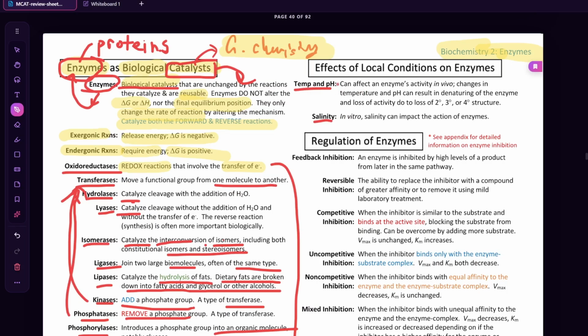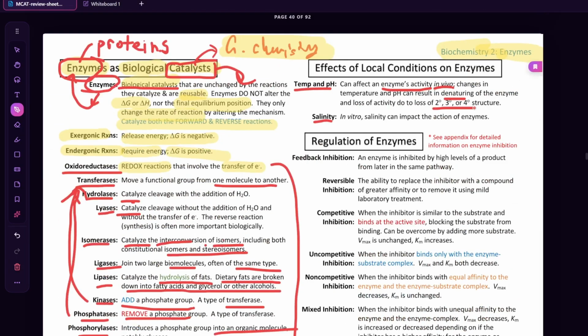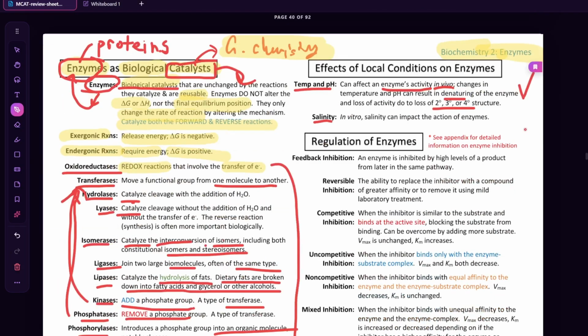Temperature and pH can affect an enzyme's activity in vivo. Changes in temperature and pH result in the denaturation of the enzyme, and loss of activity. Remember, we learned about denaturation already, so we reviewed that up there. So it's basically another denaturation review.